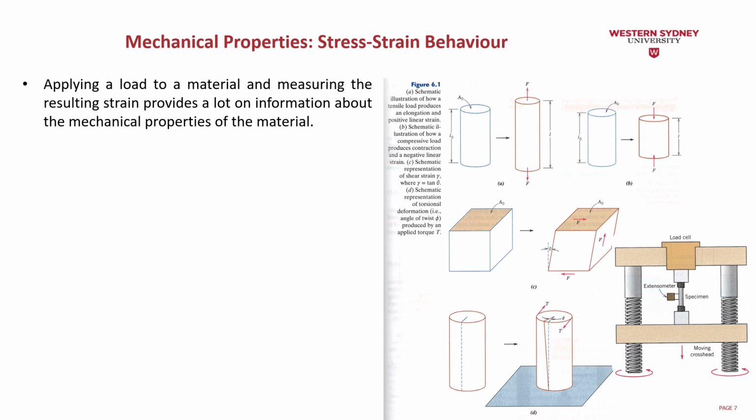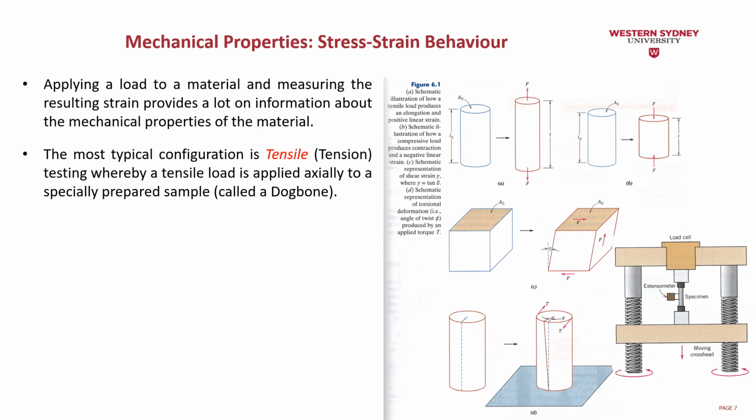So the mechanical properties, the first one is going to be the stress and strain behavior. Those who have done the subject of automotive manufacturing with me will understand these points, but in general, what you can see is that for any material, we can have a compression and tensile, and from there we can get the properties of the materials under these circumstances. Applying a load to a material and measuring the resulting strain provides a lot of information about the mechanical properties of the material.